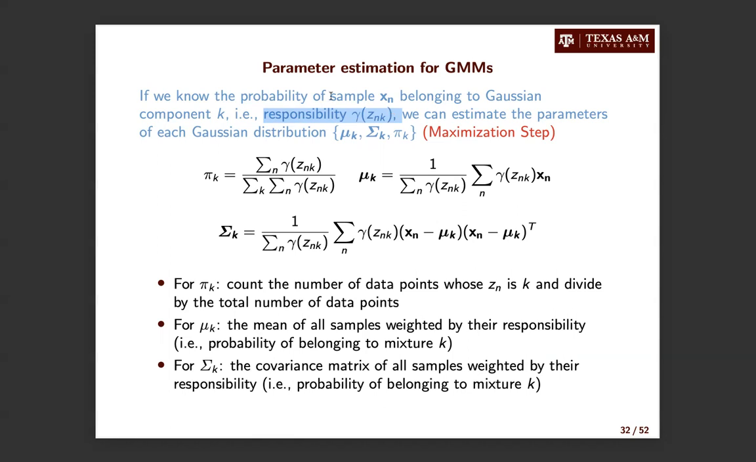So if we assume that this responsibility is known, then we can estimate the parameters of the Gaussian distribution. Because again, if we assume that we know to what extent each of our samples belongs to each of the Gaussian mixtures, then we can simply, for example, estimate the prior of each of the Gaussian mixtures by just the sum of the corresponding responsibilities. And this term here in the denominator is the overall sum of all the responsibilities for all our samples and all our Gaussian mixtures.